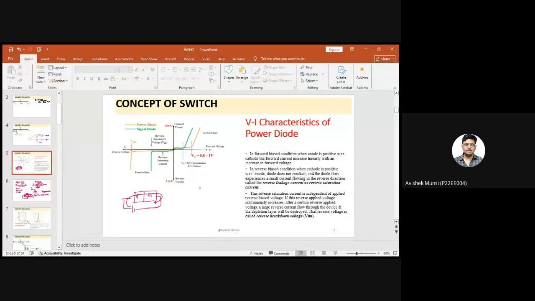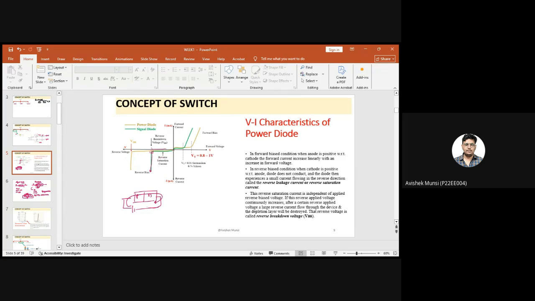So in case of the reverse bias, what happens? The cathode is positive with respect to the anode, and generally the diode doesn't conduct, but it experiences a small amount of current in the reverse direction due to the reverse leakage or reverse saturation current, as we call it. And after a certain voltage, a breakdown will happen. So this voltage up to which the reverse voltage withstand capacity is there is called the reverse voltage or reverse breakdown voltage. Okay.